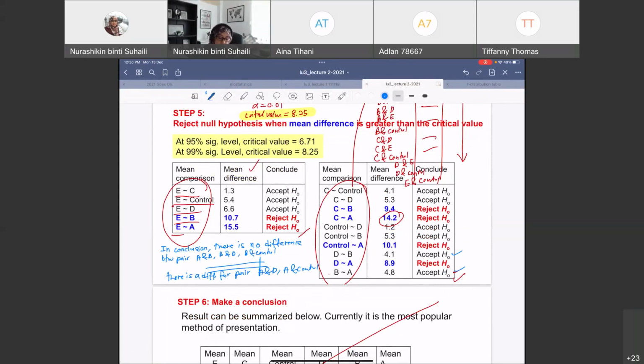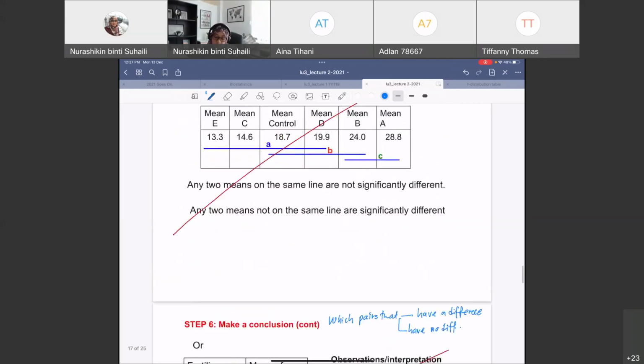So it means that there are two important points that you have to mention in your conclusion: pairs that have a difference and pairs that do not have a difference. Okay, that is the conclusion. So here is not yet conclusion. When you accept or reject, that's the decision. This is decision actually.